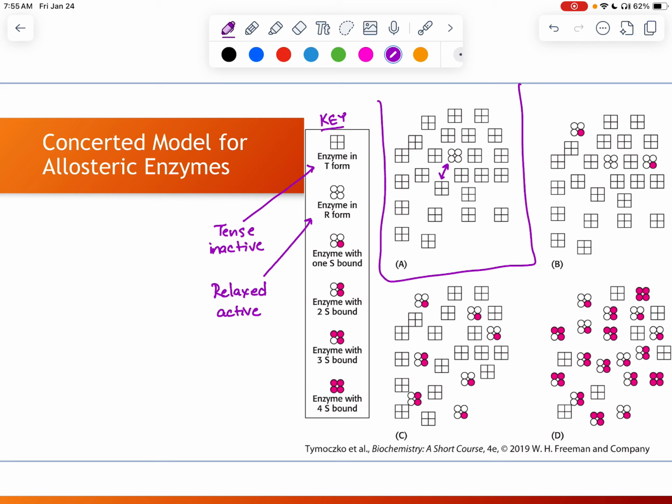But what we see is that the tense form is more thermodynamically stable. In the absence of any substrate, we've just got the enzyme, and we're going to have a lot more of the T form. It's not going to be active. But then we start adding substrate. Let's look over here now in this new beaker with the substrate added. Enzyme subunits that have substrate bonded are shown in that bright pink, so we're looking at like here and here.